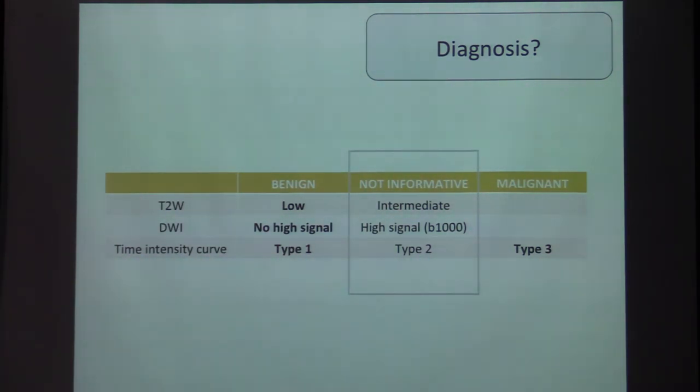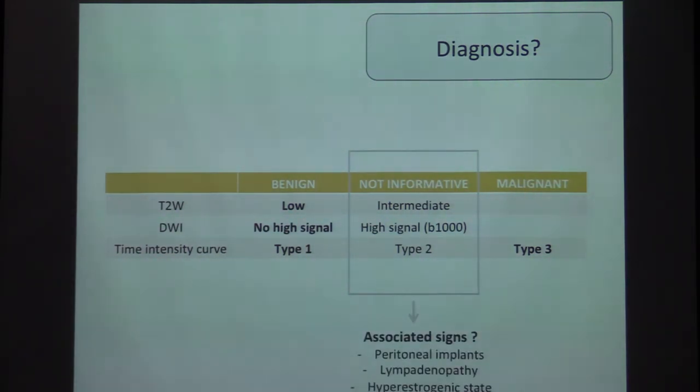When you are in this situation, when your T2 signal intensity is intermediate, when you have a high signal in diffusion and a type 2 curve, then it's not informative, and you have to look for associated signs that can direct you to some diagnosis. If you have peritoneal implants, then you can say that the tumor is highly likely to be malignant. When you have lymphadenopathy, you can say that the tumor is highly likely to be malignant or borderline. And when you have signs of hyperestrogenic state, that can direct you to the diagnosis of a granulosa cell tumor.